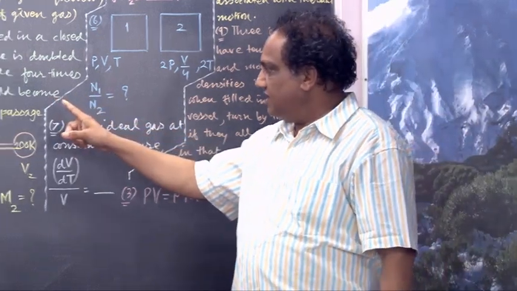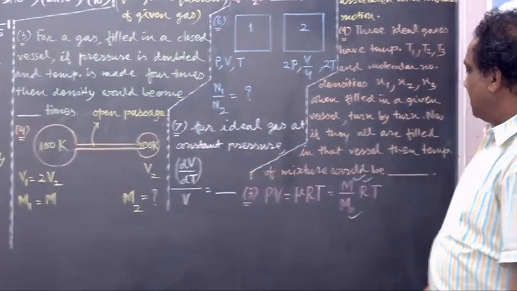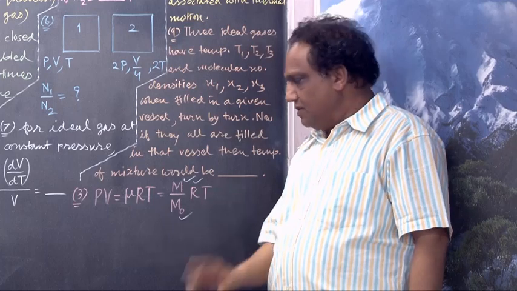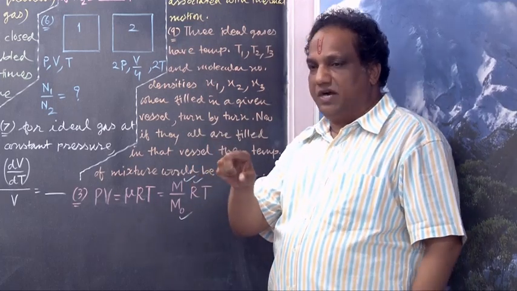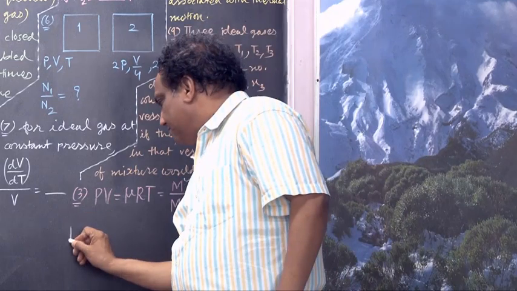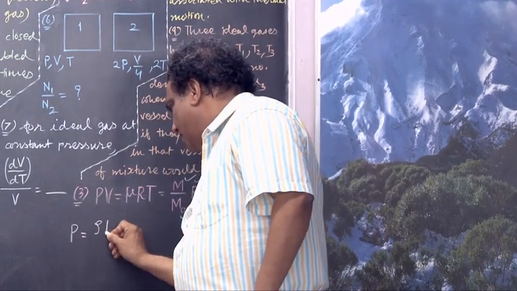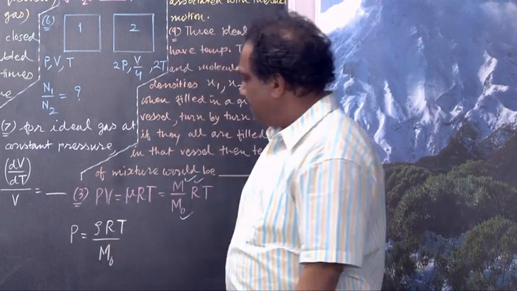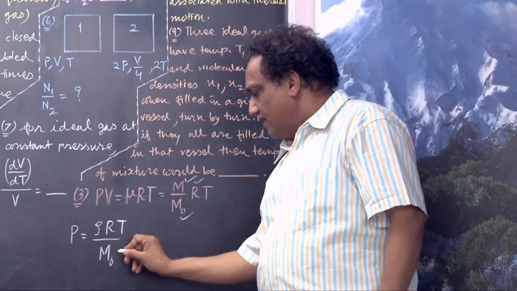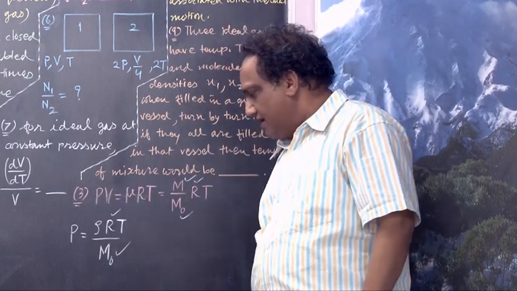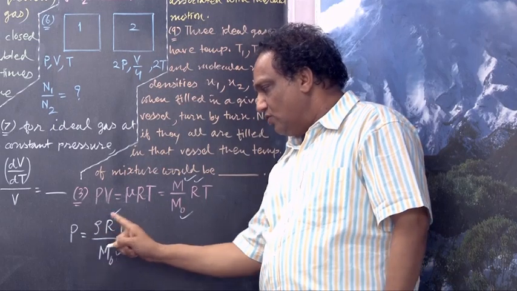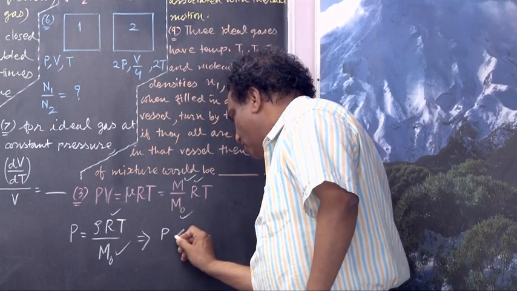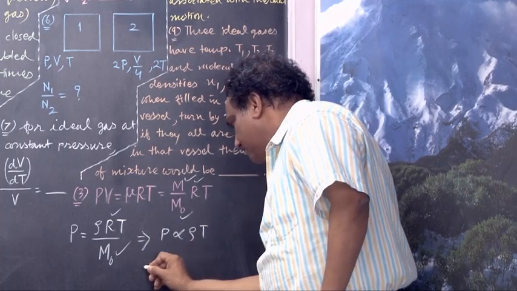But they are talking about density. Same thing I'm using now. Earlier we had written P equals rho RT upon M0. Look here. P equals rho RT upon M. Now tell me. For a given gas, molecular weight is constant. R is constant only. Now P is proportional to rho into T.